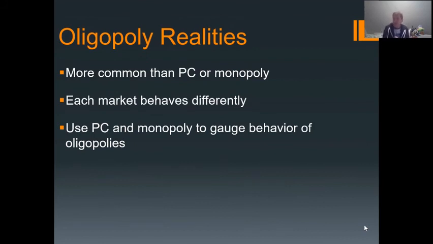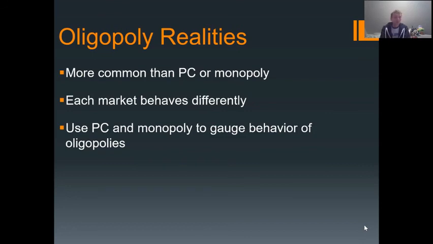Now, the reality of the oligopoly is that they're much more common than perfect competition or monopoly. Perfect competition doesn't really exist, and monopolies exist in rare cases, usually energy companies or things of that sort. They're still vaguely rare, but they are very impactful on the consumer market. Each market does behave differently, and that's why we're not going to graph it out, because it's a very individualized graph.